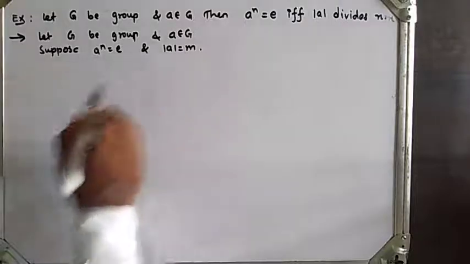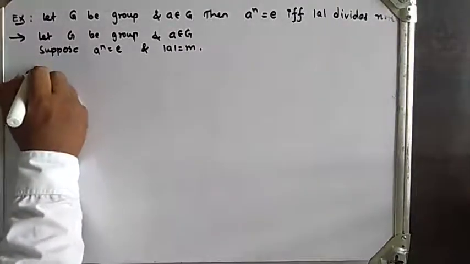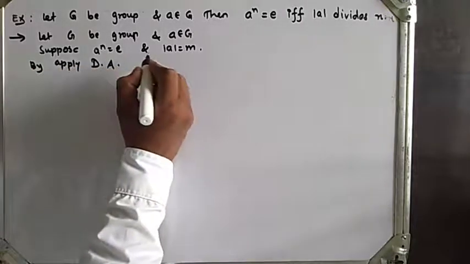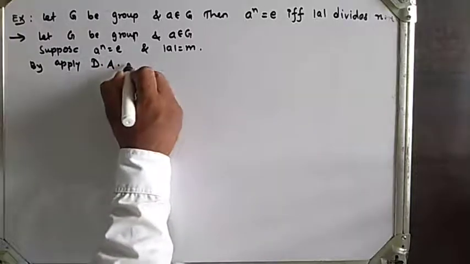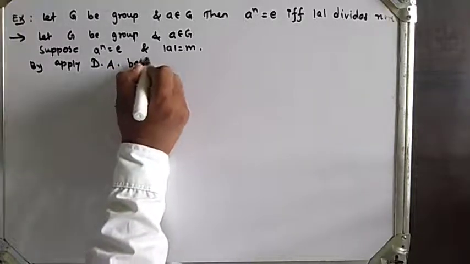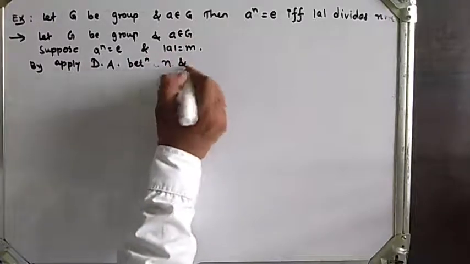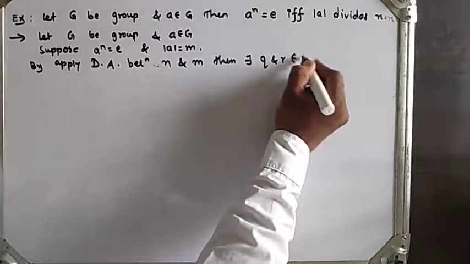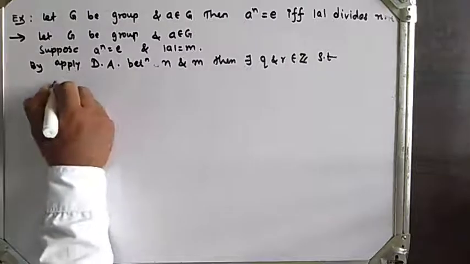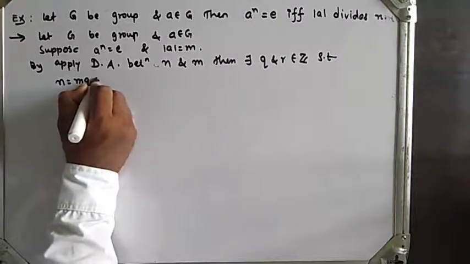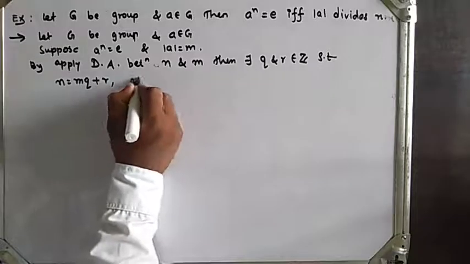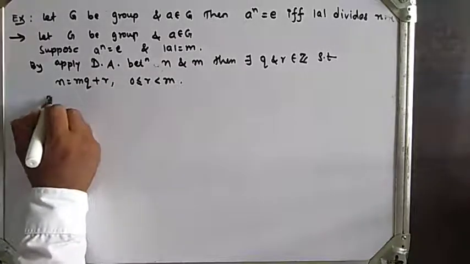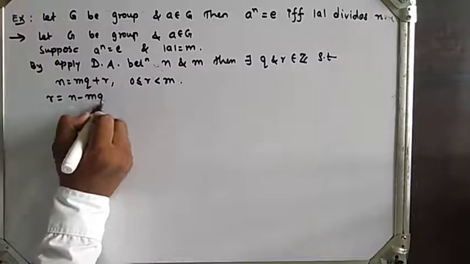Then by applying the division algorithm between n and m, there exist integers q and r belonging to the set of integers such that n is equal to m into q plus r, and the condition on r will be 0 less than or equal to r less than m. Now I will solve for r. We will get r is equal to n minus m q, right?